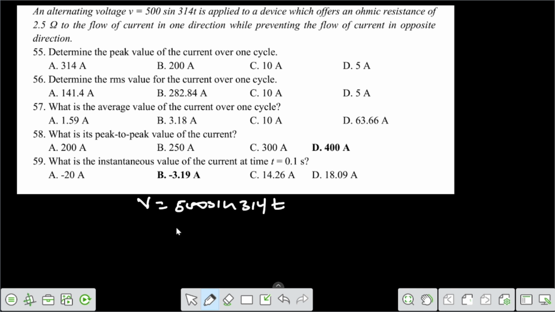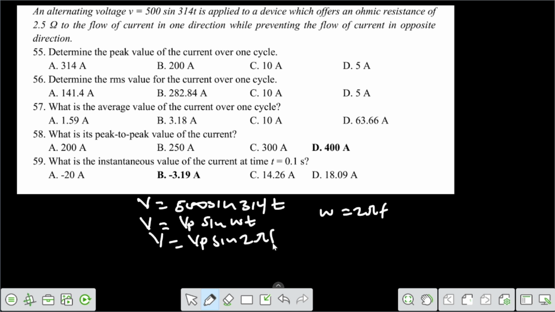314t, right? And the general formula is V equal to Vm. It can be V maximum or V peak sine omega t, right? And then omega is the same as 2 pi f. That means that we can say our V is equal to Vp sine 2 pi f t. Very good.